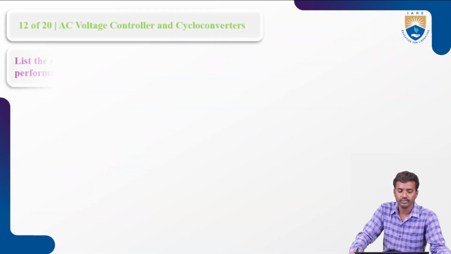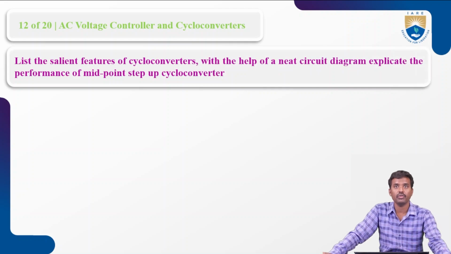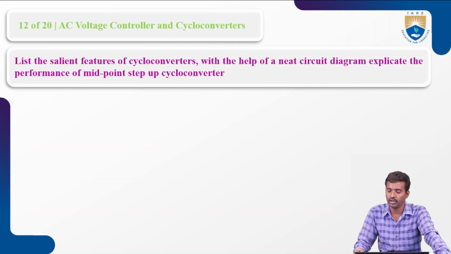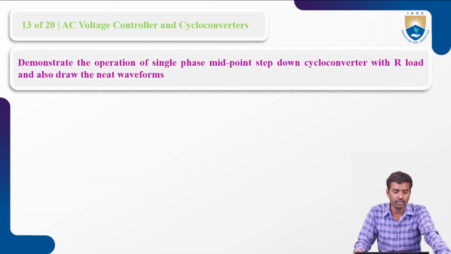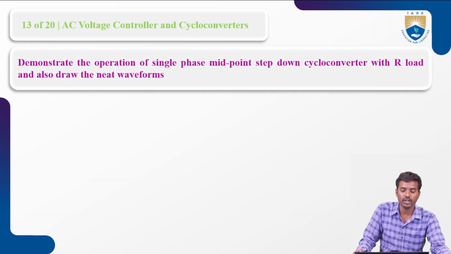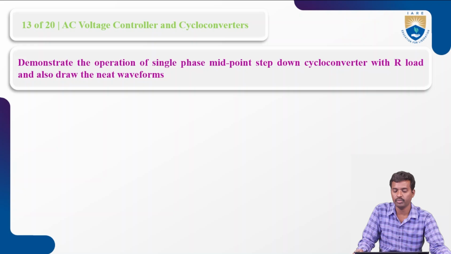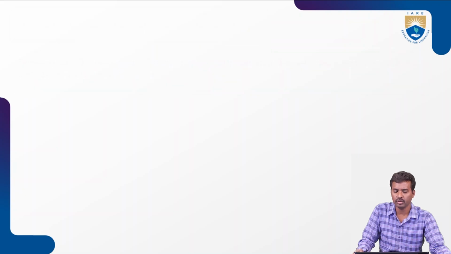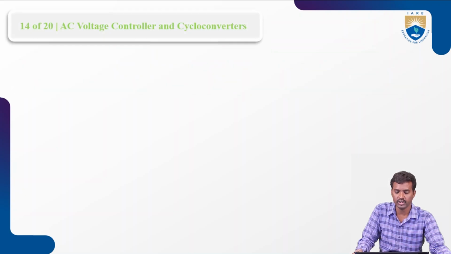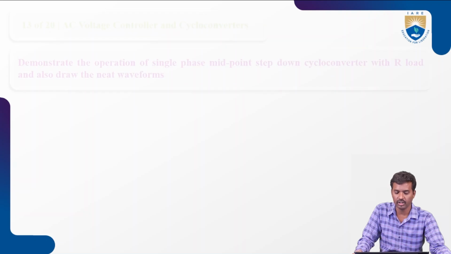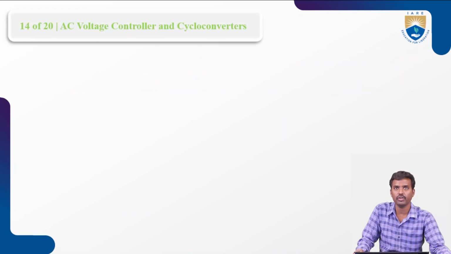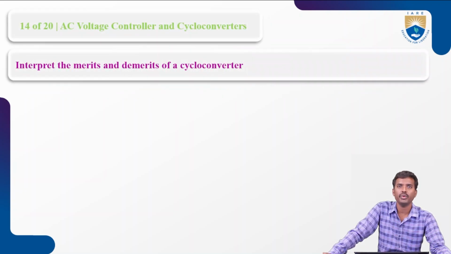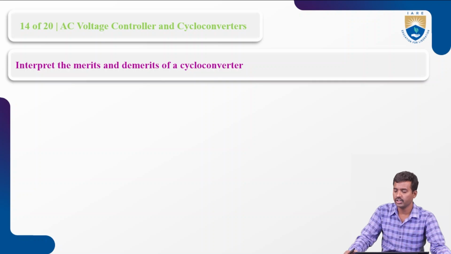And now here, I explain what the salient features of cycloconverters are, which I will explain in the next slide. We have also demonstrated the operation of the single phase midpoint cycloconverter, discussed its operation, output waveforms, and R and RL load waveforms, and interpreted the merits and demerits of the cycloconverter.